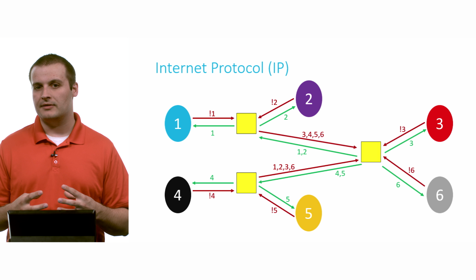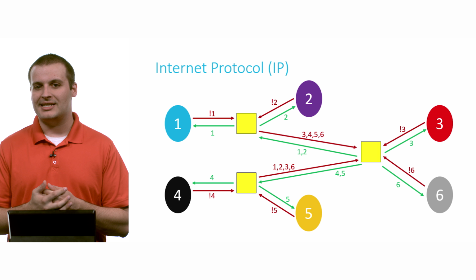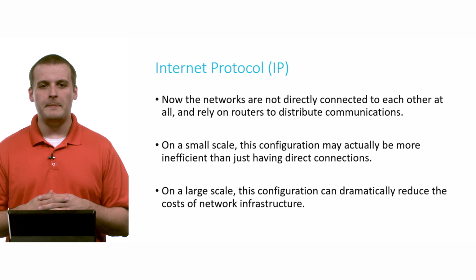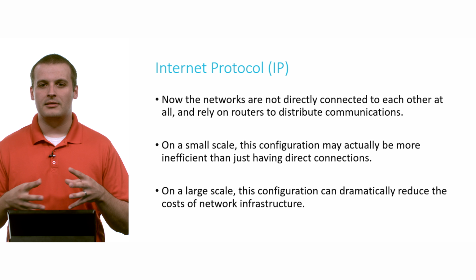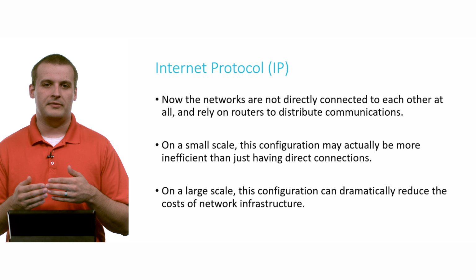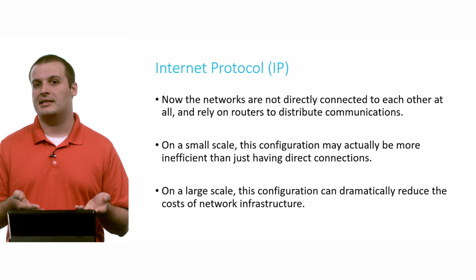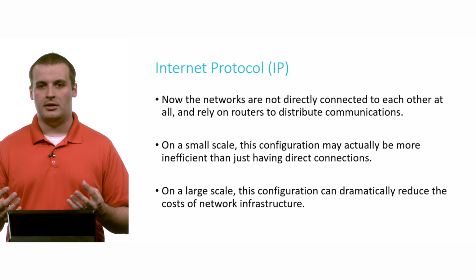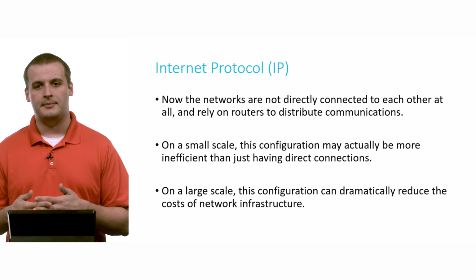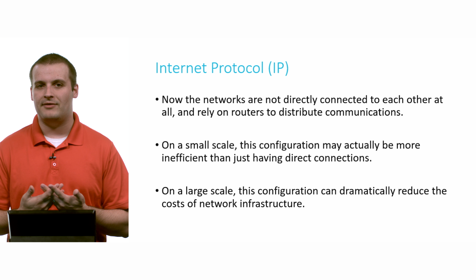If it's going to be so expensive in terms of actual cost, dollars and cents, to physically wire all these networks together, maybe a little bit of slowdown in speed is OK. We can tolerate that. So again, in that example we were just talking about, none of the networks were directly connected to each other at all. There could have been; maybe we could have made it so that network 1 and 2 were directly connected, and that would be OK. Some networks are physically connected to other networks, but they're not all connected to each other. They rely on the routers, in this particular example, to distribute the communication from point A to point B. On a small scale, like what we're talking about here, this configuration actually might be more inefficient than just having direct connections.